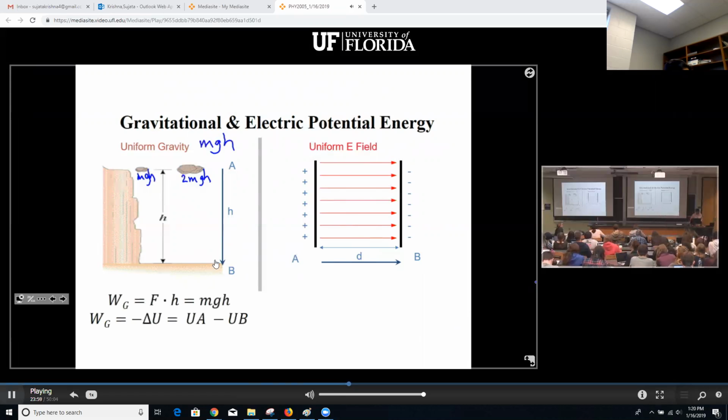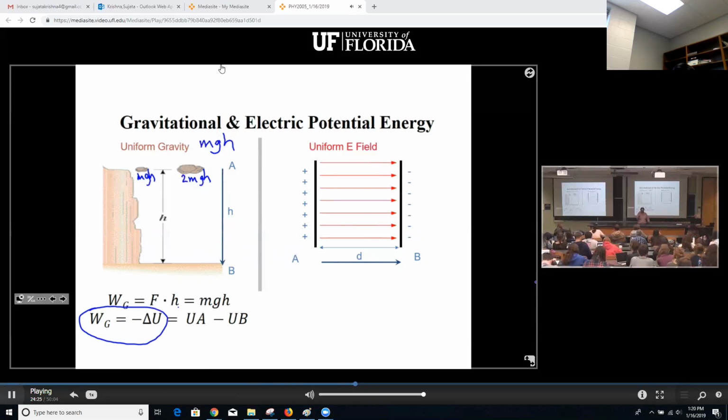But in this gravitational field, we have put two objects, and one is double the mass of the other. So this is m, this is 2m. Then you see that just with the formula, the one that's more massive is going to have more energy, right? It's twice mgh here because of 2m. So this is just what we saw before. Work done is equal to mgh, and it's the negative of potential energy.